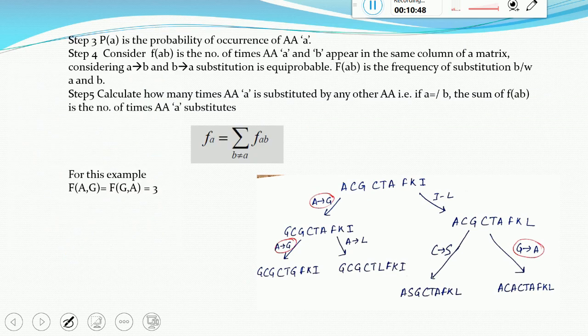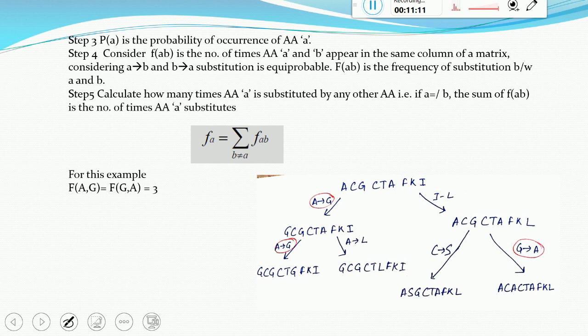Now let's move further. The third step is to calculate the probability of occurrence of amino acid A. Let's suppose we are considering amino acid A, or alanine, in this sequence. We will calculate the probability of occurrence of alanine and call it PA.